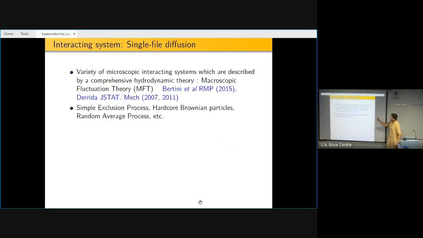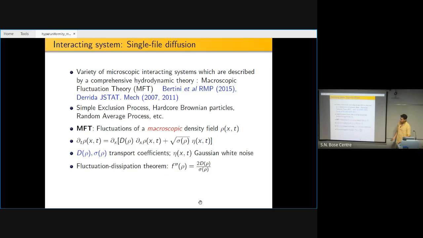Okay. So the single file problem that I want to study is this. The way I want to study the single file system is through this macroscopic fluctuation theory, which is a hydrodynamic theory that takes into account a lot of different macroscopic processes. What is meant by macroscopic fluctuation theory is that it doesn't look at individual particles anymore. It looks at a coarse-grained density. So it's a macroscopic density field, and it looks at fluctuations of this coarse-grained density field.